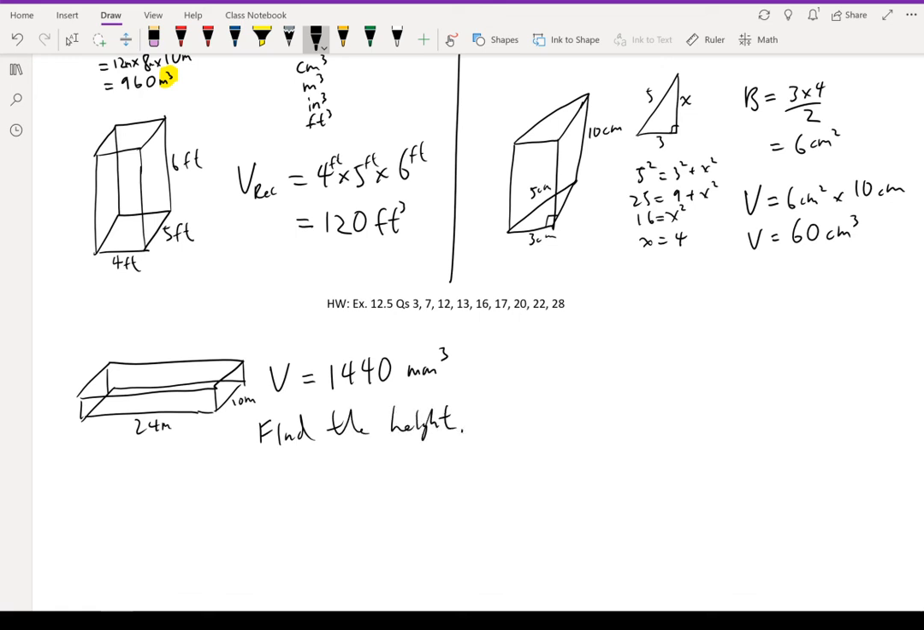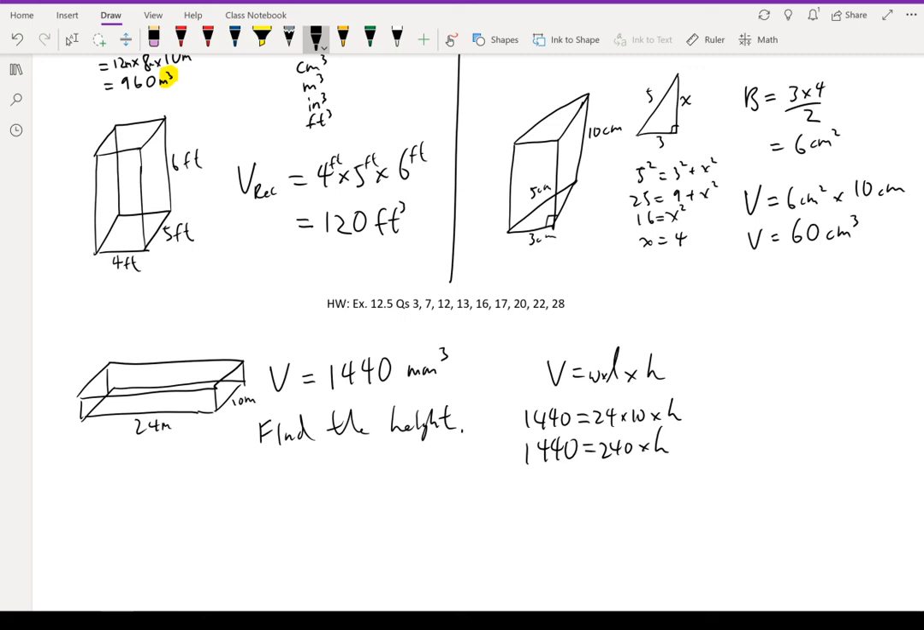So volume, remember the equation, V is equal to the area of the base times the height. And so for the area of the base, we can just put in width times length because this is a rectangular one, so width times length times height. Let's put in the numbers that we already know. Volume 1440 is equal to width 24 times length 10 times the unknown height over here. And so we have 1440 is equal to 240 times the height.